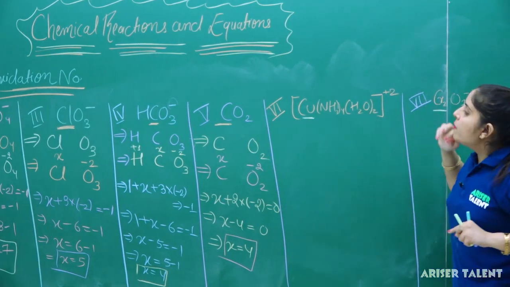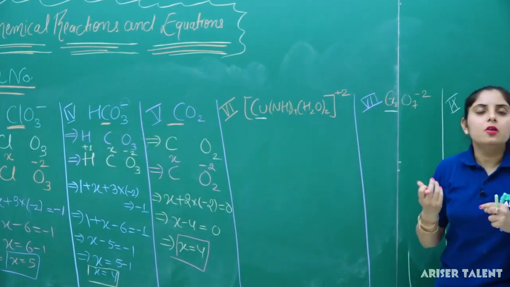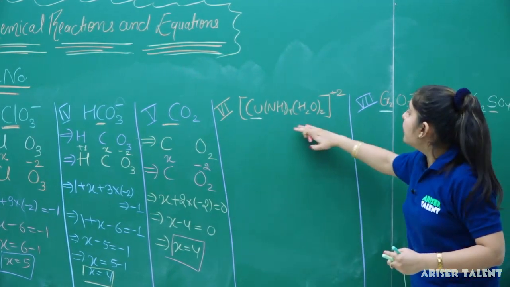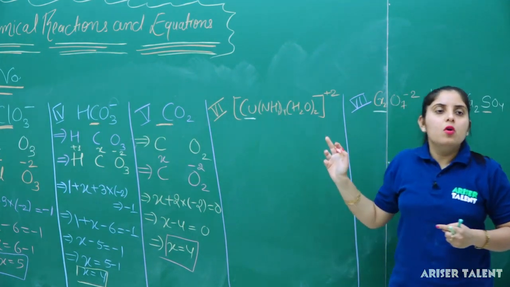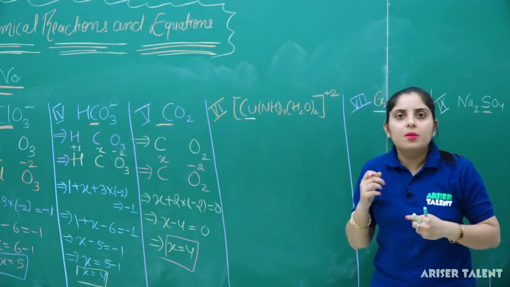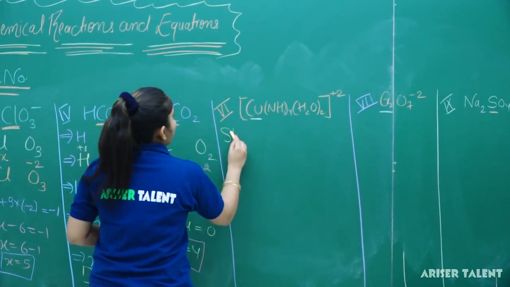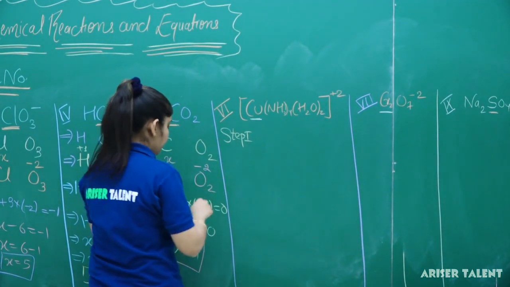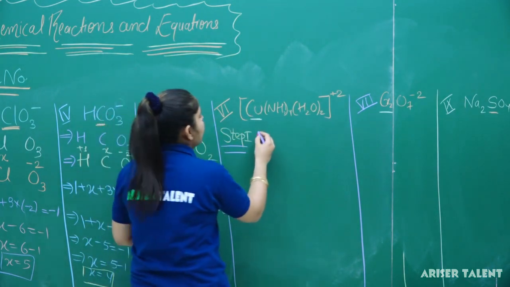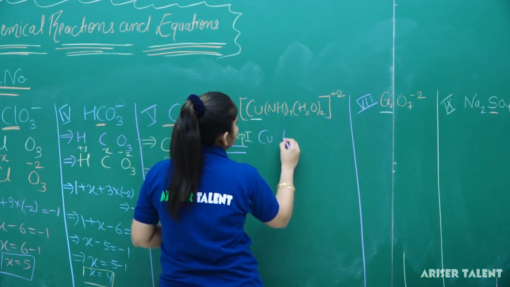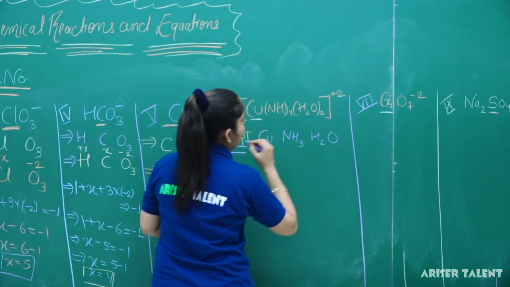Now coming to our next element. The next element we are observing here is a bit complex because it is a coordinate compound having copper, ammonia and H2O. So we will try to find out the oxidation number of this element following similar steps. Our step number 1 is to write the individual elements here. So the individual elements are Cu, NH3, H2O.